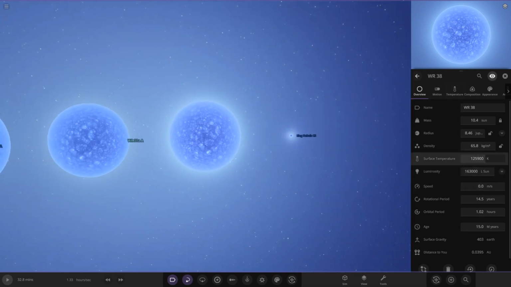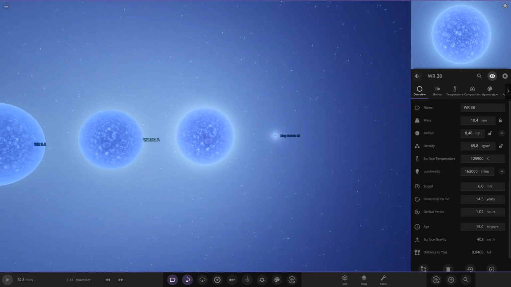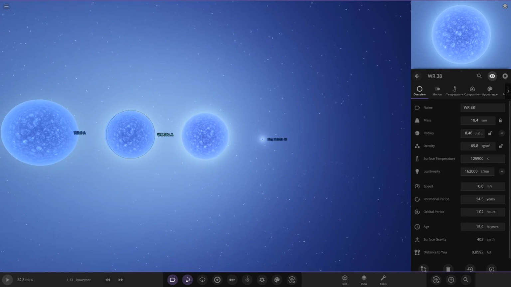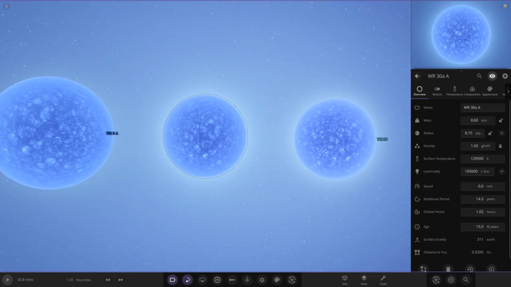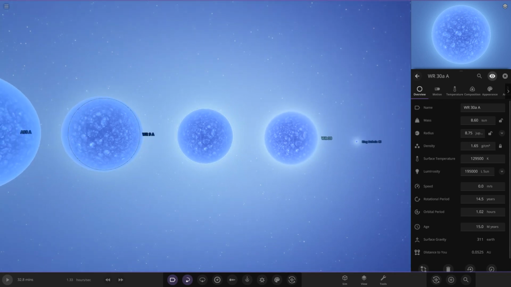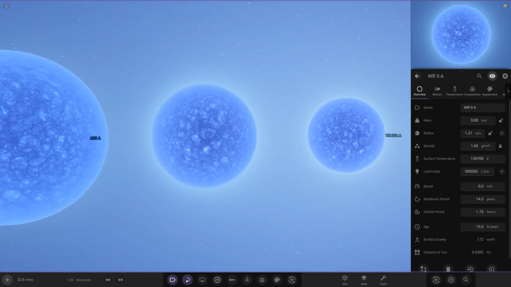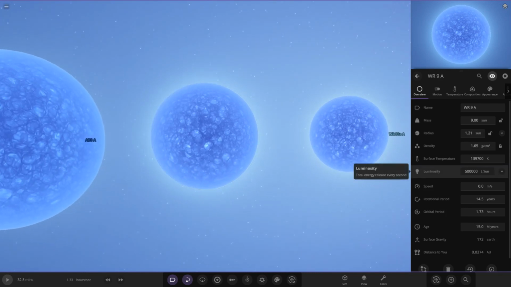Surface temperature on the next one is 125,900 Kelvin. So we can see we're having an increase. The next one is WR30A. Okay, so this one is 129,500 surface temperature. So we're going up more and more. Then we have WR9A, 139,000. Yeah, I'm guessing these are all legit. These are all realistic temperatures then, if this is a diagram he's made.